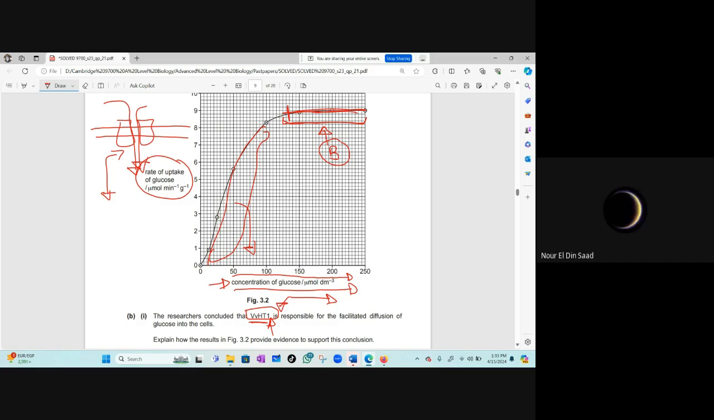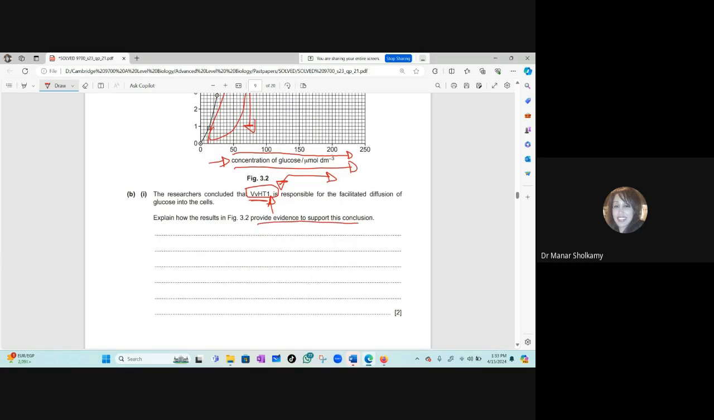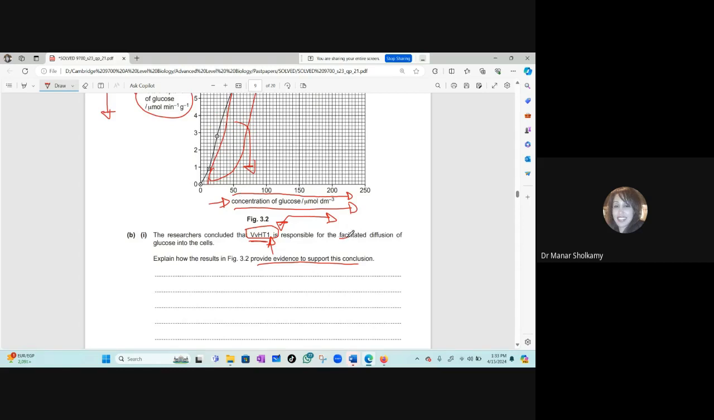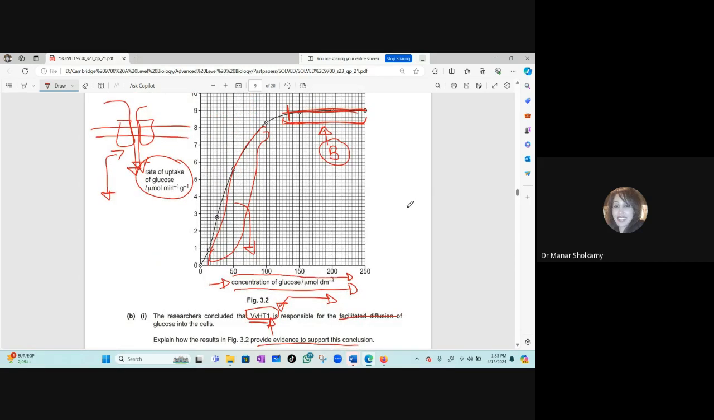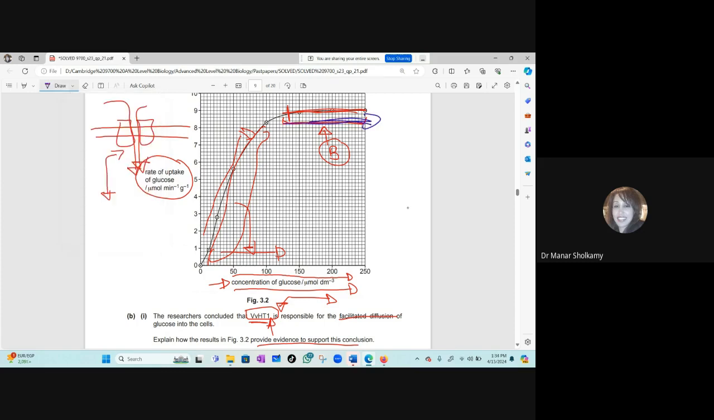Yes. Okay. So you would say, why do the results provide evidence to support this conclusion that this protein helps in facilitated diffusion? Because at the beginning, when the concentration of glucose was increasing, the rate of uptake was increasing. The protein channels were working very well, and the concentration of glucose at the beginning was the limiting factor. And then it became constant, which means that the concentration of glucose is no longer a limiting factor. But what is the limiting factor? The carrier protein. We need more carrier protein so that they admit more glucose. Do you understand, everyone? Mariam, Kareem, Adham.